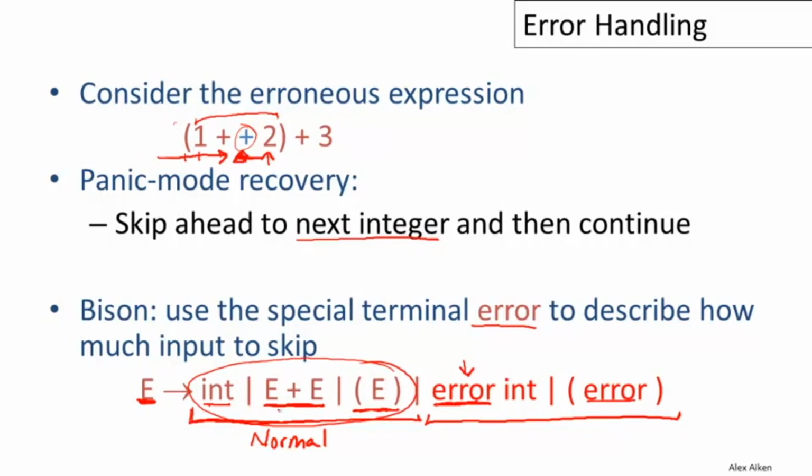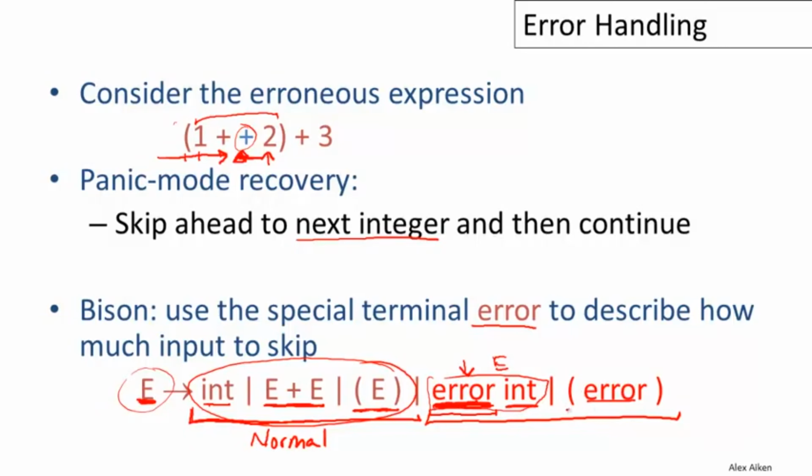And if that isn't working out, if it gets stuck, well, then it can hit the panic button. It can declare that it's in an error state, and it can throw away all the input. This error will match all the input up to the next integer. And then this whole thing could be counted as an E, as one of these things, and then we would try to continue the parsing.